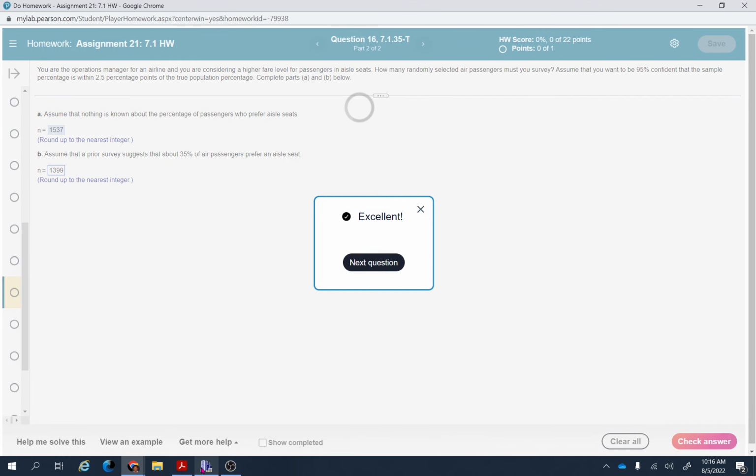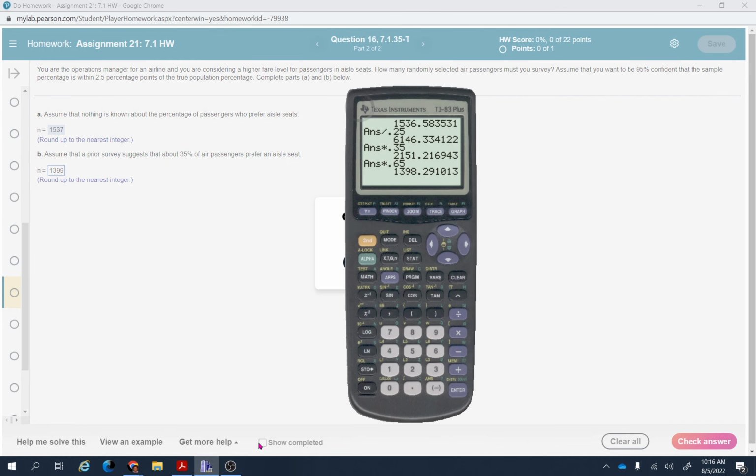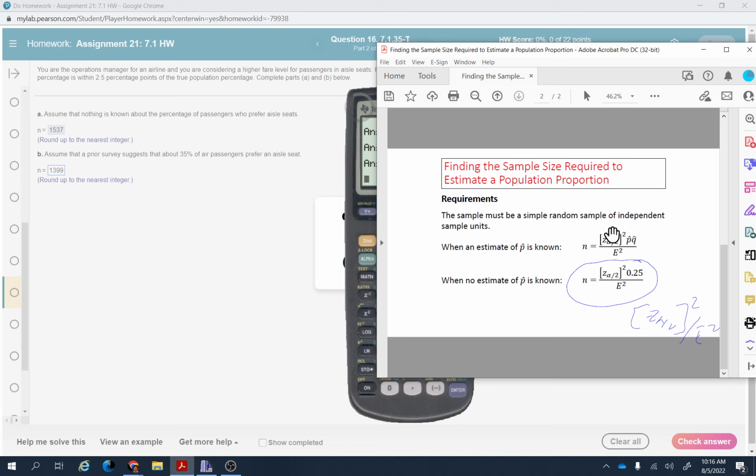Remember what I did here: you can either use this formula again, find the z score, square it, divide by e square and then multiply by p cap and q cap, or you can use the previous value divided by 0.25 and multiply by p cap and q cap. You can do it from the beginning, and it's going to be the same answer. Okay.